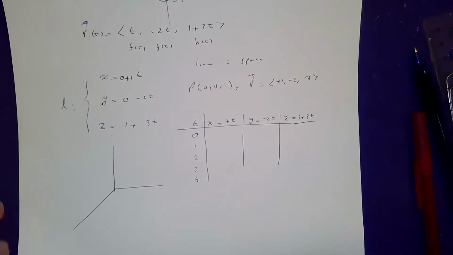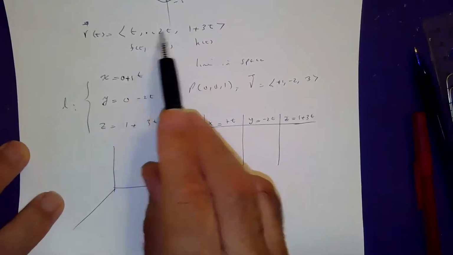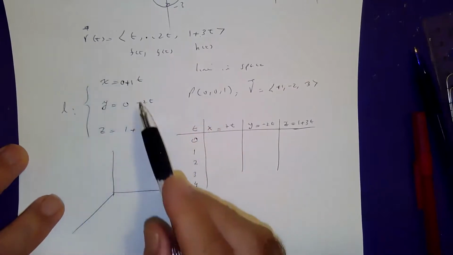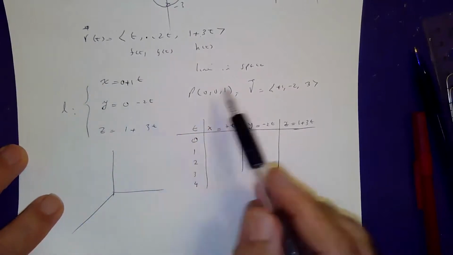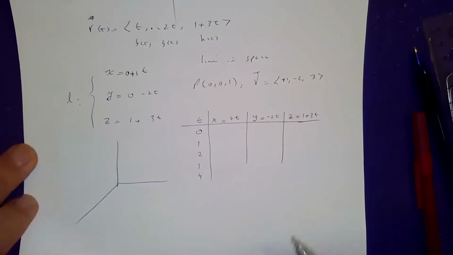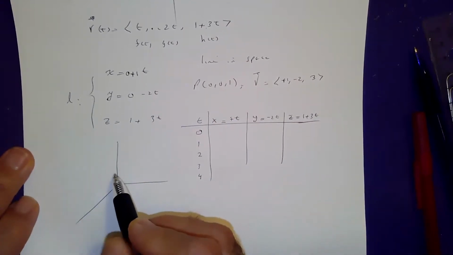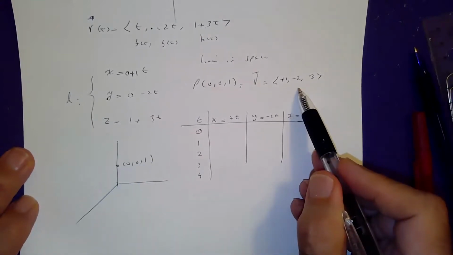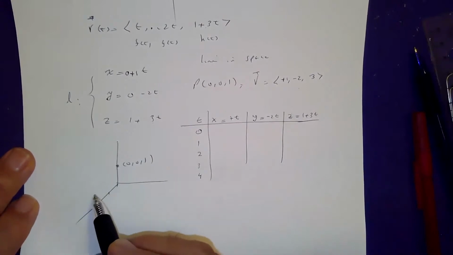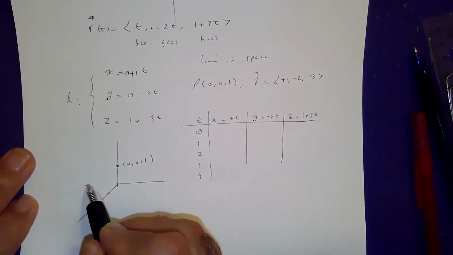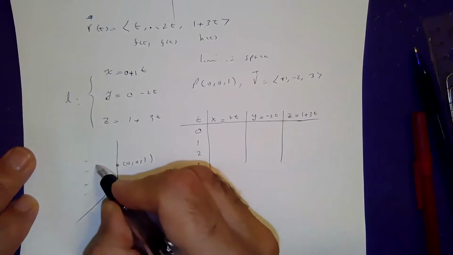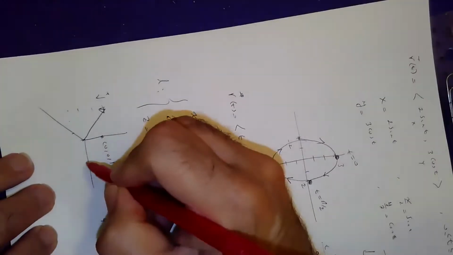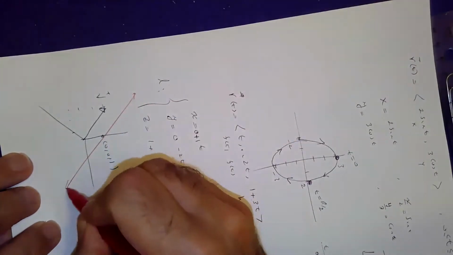But if you recognize that the functions which make up this vector valued function are linear, you could have guessed, oh my God, this is just a line. It goes through this point right here, 0, 0, 1, and it's parallel to this vector, 1, negative 2, 3. Okay, so I'm going to go ahead and graph the line. Do you all see it?